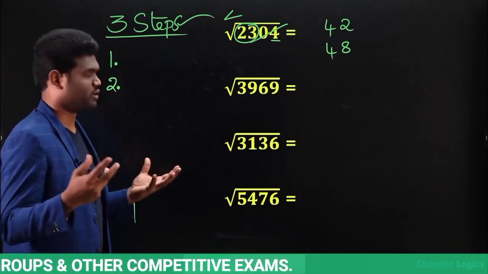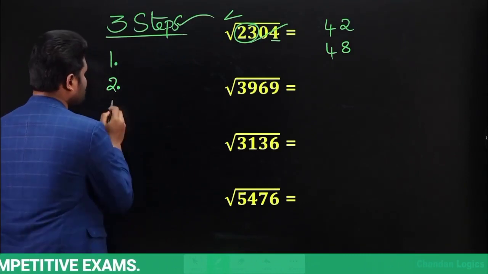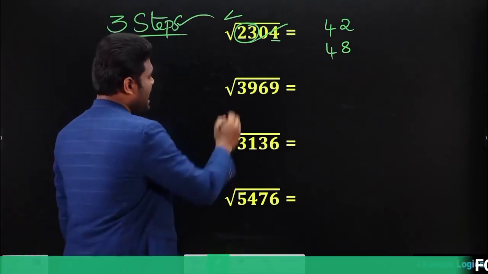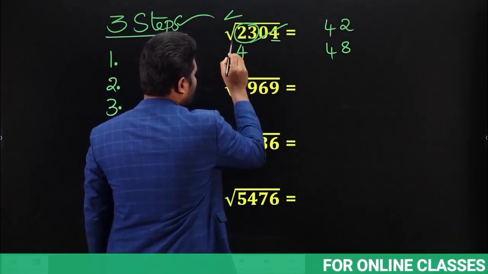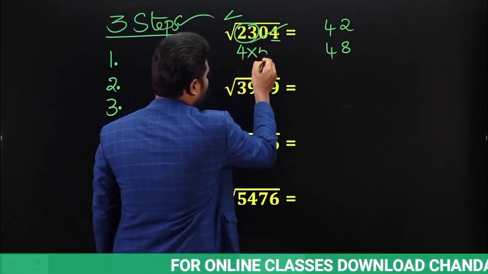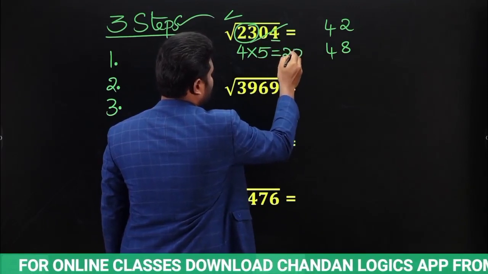But what is the answer? We do not know. Now the third step, which is a deciding step. In the third step, as we know that this is a perfect square close to 4, you need to multiply this with the next number. The next number after 4 is 5. When you multiply, 4 into 5 is 20.